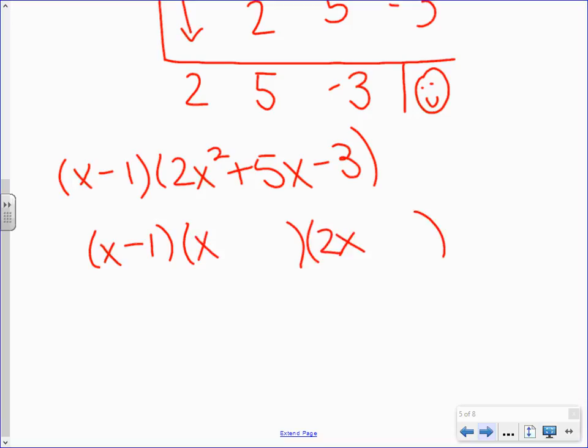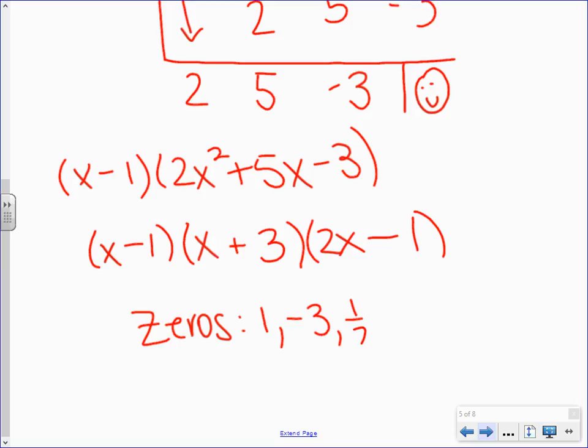x times 2x will get us 2x squared. We know -3 has to be 1 times 3, one positive, one negative. Where should we put the 3? Where should we put the 1? The 3 should be multiplied to the 2x, the 1 here. We want 3 times 2x to be positive to get a positive 6x, and x times -1 gives -x. These would be your linear factors. Your zeros would then be 1, -3, and 1/2.